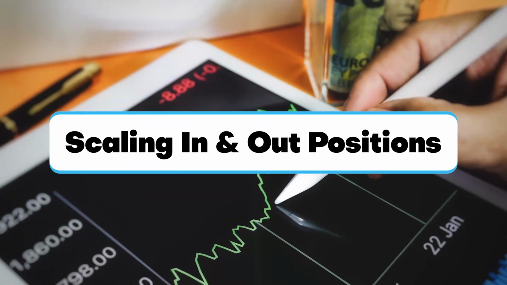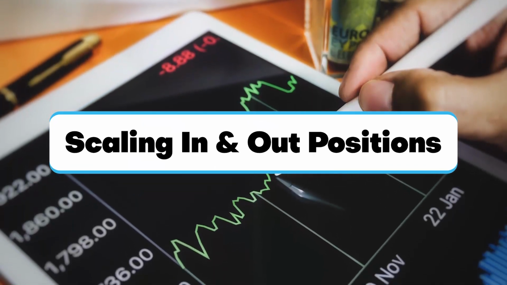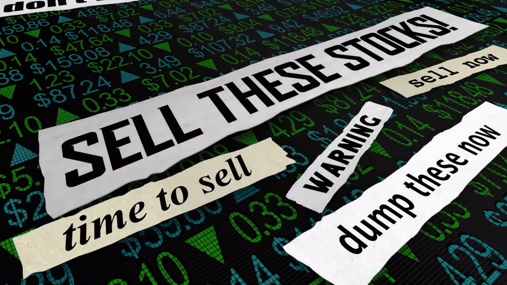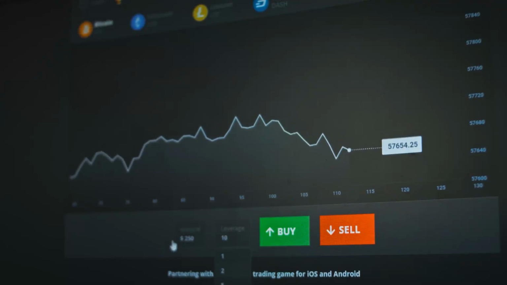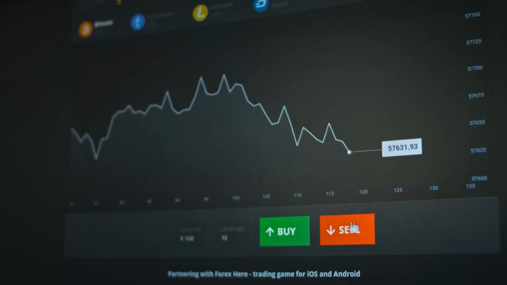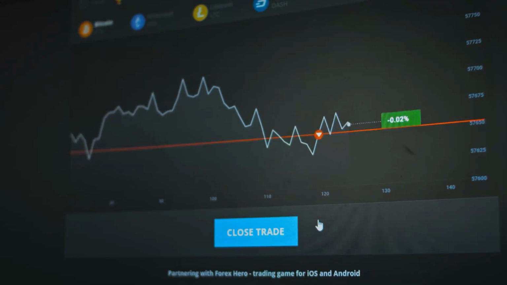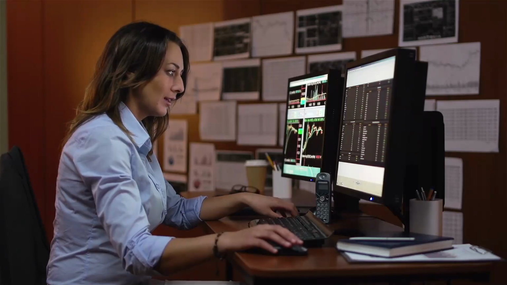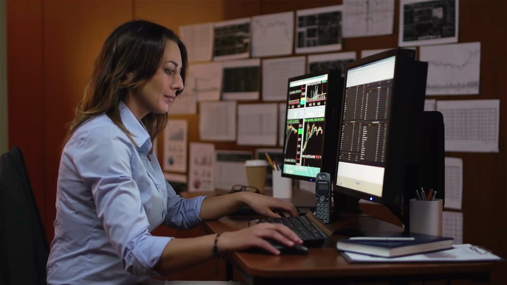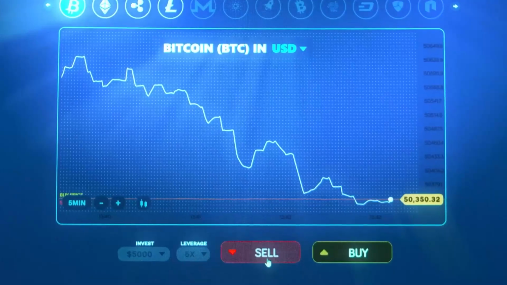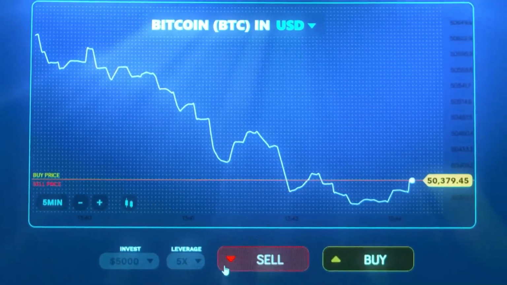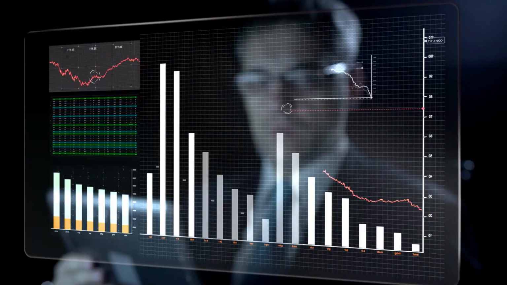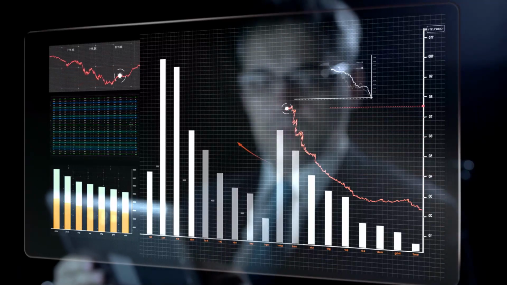Scaling in and out of positions. Scaling in and out of positions is another strategy that can be used to manage risk in volatile markets. Scaling in involves entering a position gradually with small amounts, rather than entering all at once. This strategy can help traders avoid taking on too much risk at once in a volatile market. Scaling out involves exiting a position gradually with small amounts, rather than exiting all at once. This strategy can help traders lock in profits and reduce risk in a volatile market.